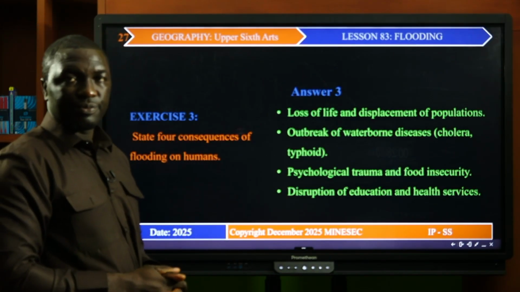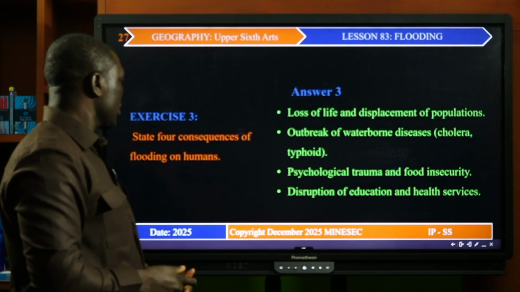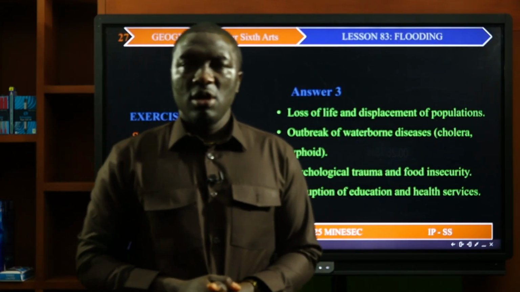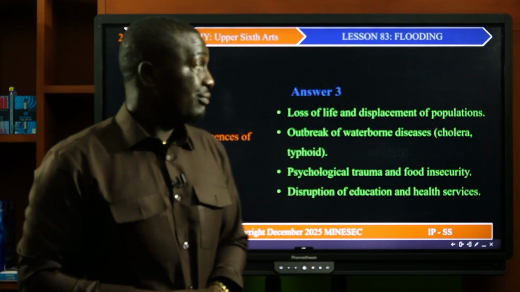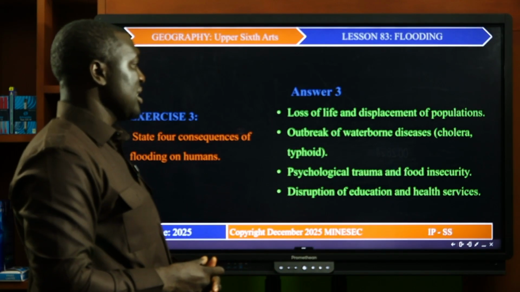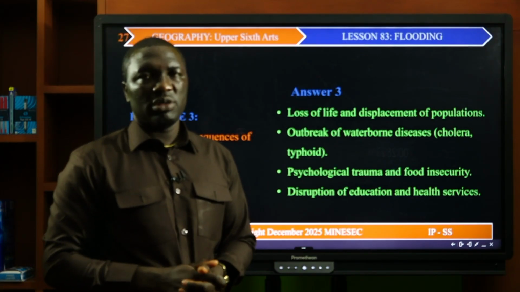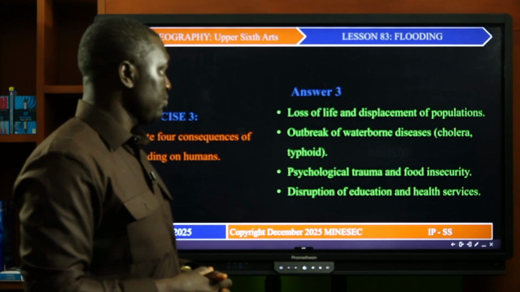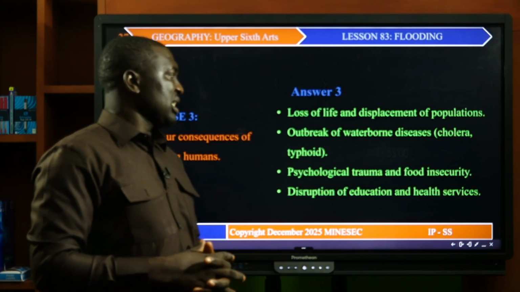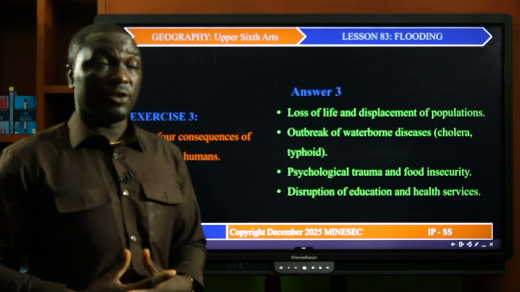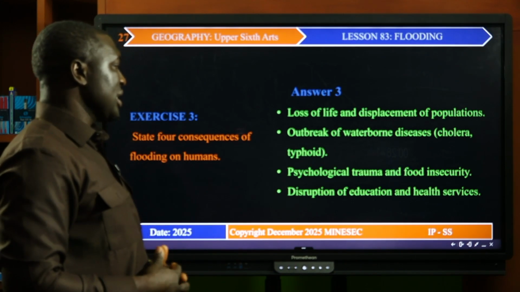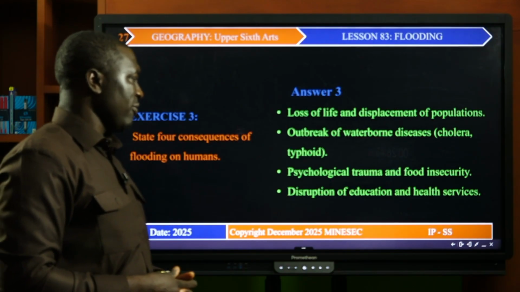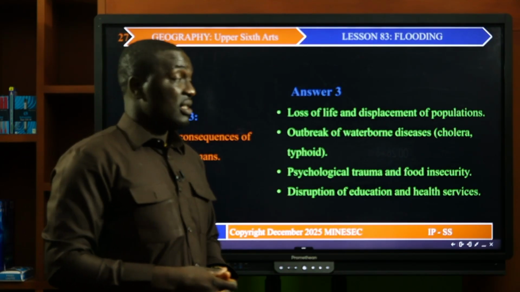Exercise 3. State 4 consequences of flooding on humans. There is loss of life and displacement of the population. The outbreak of waterborne diseases like cholera and typhoid. Psychological trauma and food insecurity, as well as disruption of education and health services.